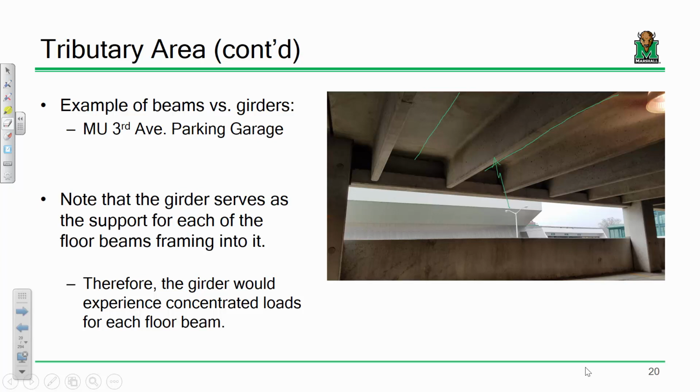I'll erase this. Simple supports would be something like this. Here's a column. We have this little part that sticks out. We call that a corbel. And the beam sits on it. That's a simple support. Whereas a fixed support, the column and the beam are cast together. Right? Okay, that's a fixed support.